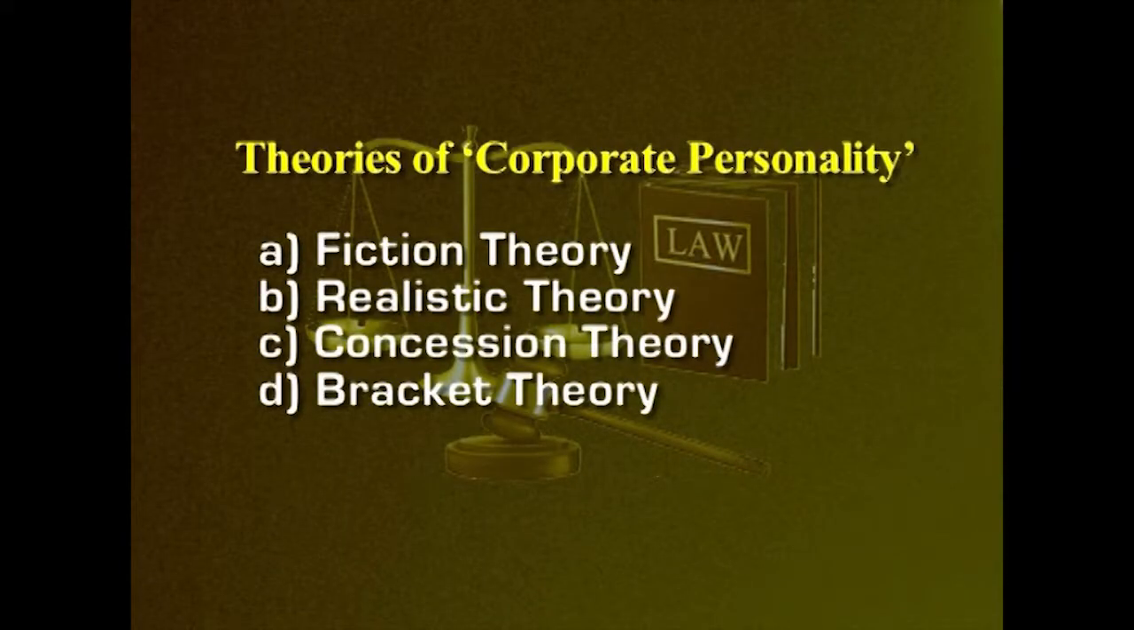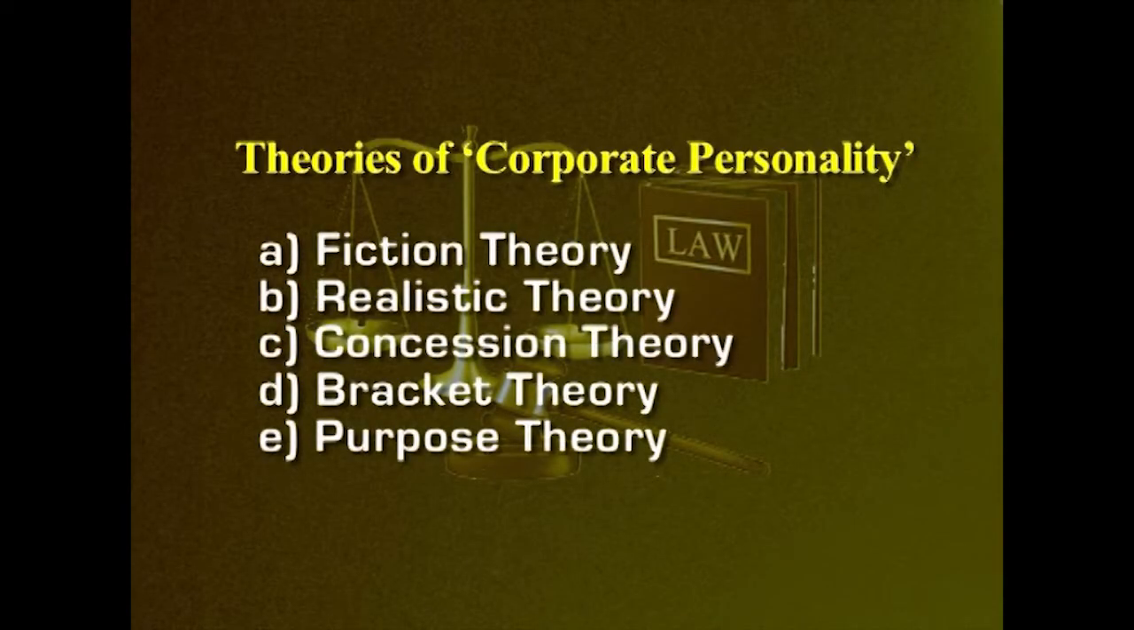Next theory is bracket theory. According to Pachen, bracket theory regards the members of the corporation as the bearers of the rights and as being bound by the duties which are, for convenience, referred to the corporation itself. Next theory is purpose theory.